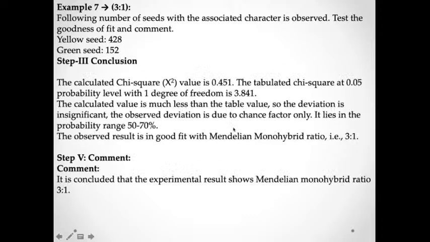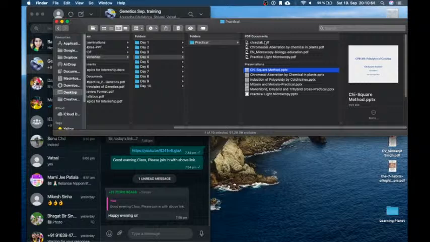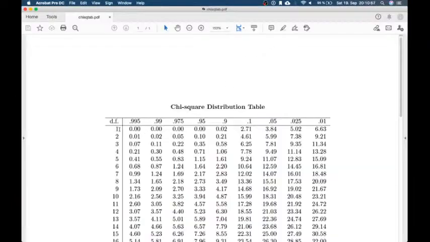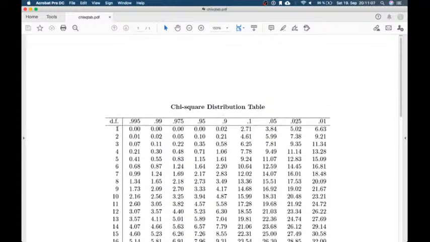The chi-square value is 0.451, right? And the tabulated chi-square value for 1 degree of freedom at the 0.05 level: how can you calculate this value? The tabulated value is from this table. At degree of freedom 1 with 0.05, it comes out to be 3.84. So this is the chi-square distribution table where you can find the degree of freedom here, and this is the level of significance that you have to check, at 0.05 always, and it comes out to be 3.84.